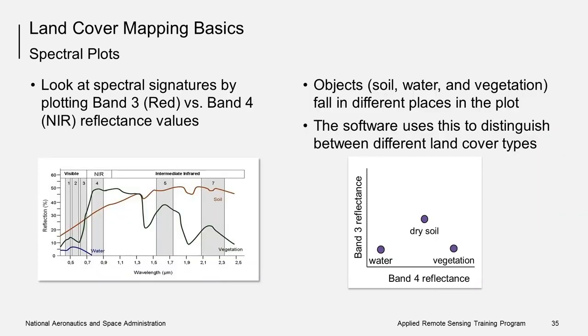We can look at these objects a little differently if we plot one band against another. In this case, plotting Landsat band 3, and this is from Landsat 5 or 7. Landsat 8 is a little bit different. It'll be band 4, which is the red band, versus Landsat band 4, or the near infrared band, results in water in the lower left with low reflectance in both bands, vegetation on the lower right because it has low reflectance in the red band but high in the near infrared band, and dry soil with higher reflectance in the red band but somewhere in between water and vegetation for the near infrared band. So the software uses this information to distinguish between the different land cover types.